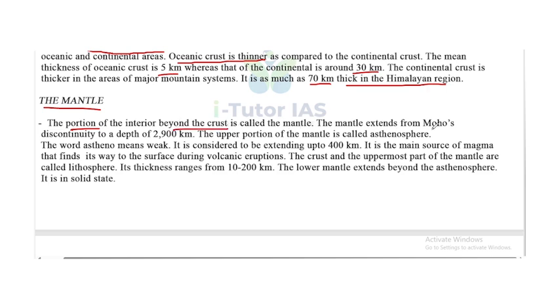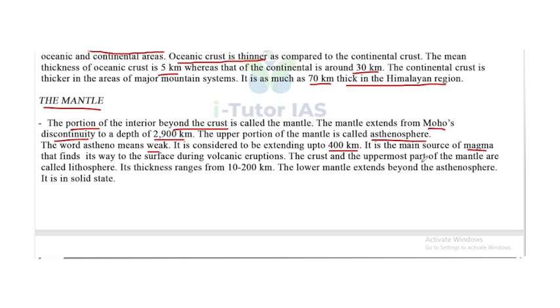The mantle extends from Mohos discontinuity to a depth of 2900 km. The upper portion of the mantle is called asthenosphere. The word astheno means weak. It is considered to be extending up to 400 km. It is the main source of magma that finds its way to the surface during volcanic eruption.